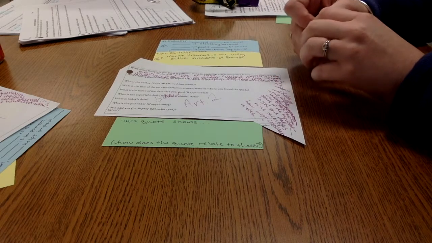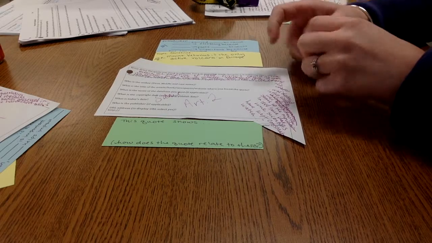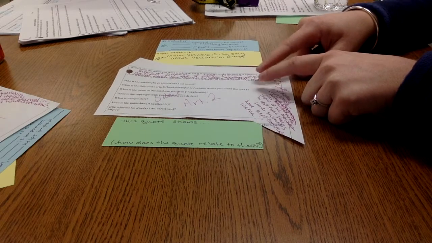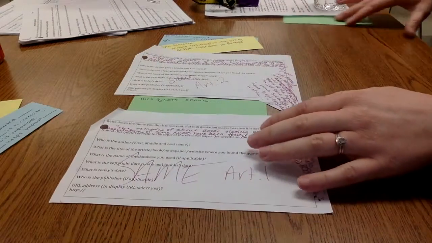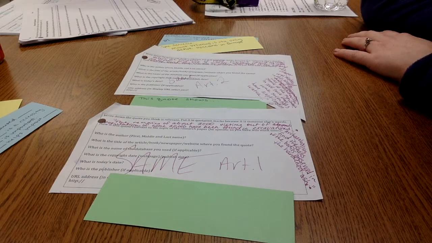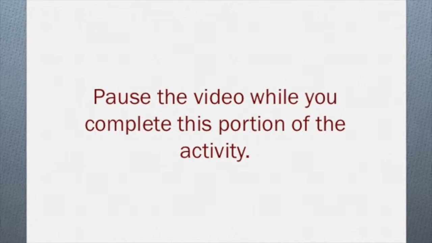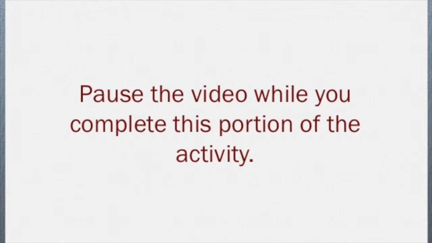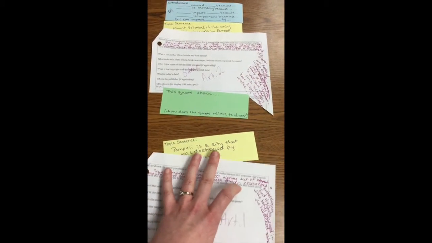I need you to fill out a this quote shows commentary on a green slip for every piece of evidence that you have. Okay, so on my next quote, I would again add another green slip that explains what the quote is showing and how it relates to the thesis. Go ahead and do this now. Okay, so you should have your green slips done.